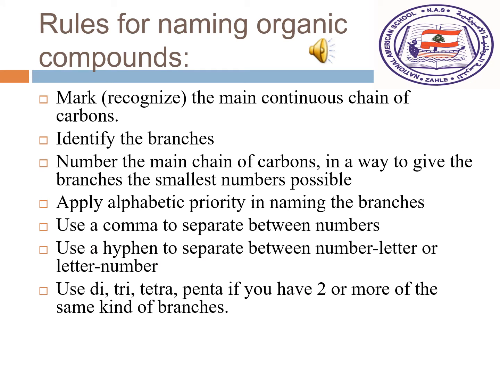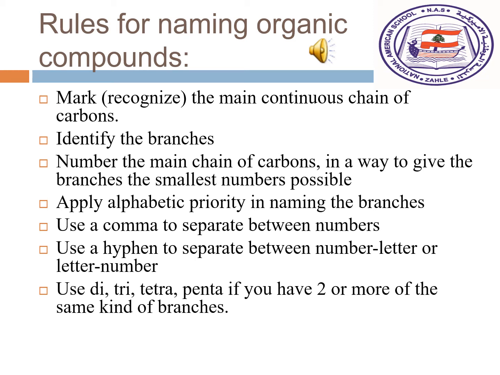Now this is one of the most important slides we have for you guys to study. This slide has the rules for naming an organic compound. Number 1, or remark 1 or rule 1 if you wish, the student must mark or recognize the main continuous chain of carbons, which is simply the main chain of the organic compound. We need to identify the branches. We need to number the main chain of carbons in a way to give the branches the smallest numbers possible. We need to apply alphabetic priority in naming the branches.